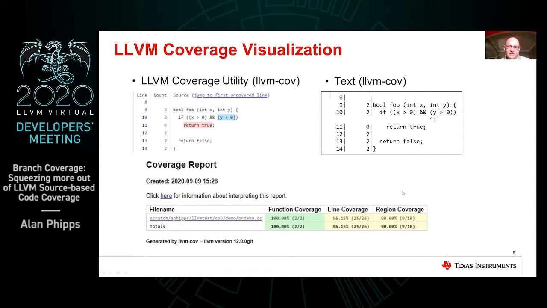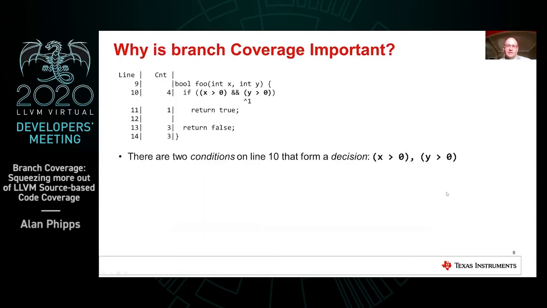Now, one thing that's missing here is branch coverage, which is another level of granularity. I think branch coverage is very important. The reason it's important is because we want to zoom in a little bit more on our example here. There are two conditions that make up this full if statement decision.